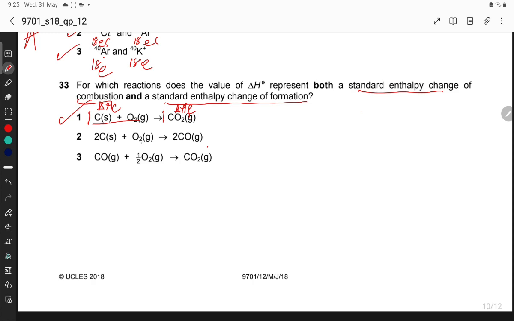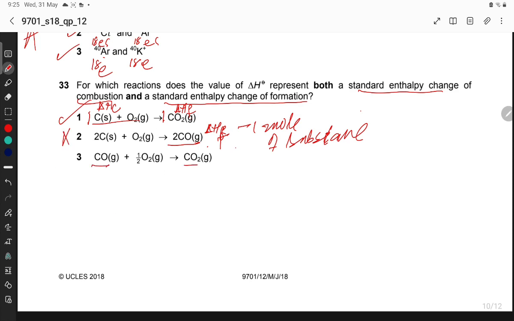Statement: 2 carbon plus oxygen gives 2 CO. So over here 2 moles of substance is formed. In case of delta HF, 1 mole of substance is formed. So this is not enthalpy change of formation. This is incorrect.